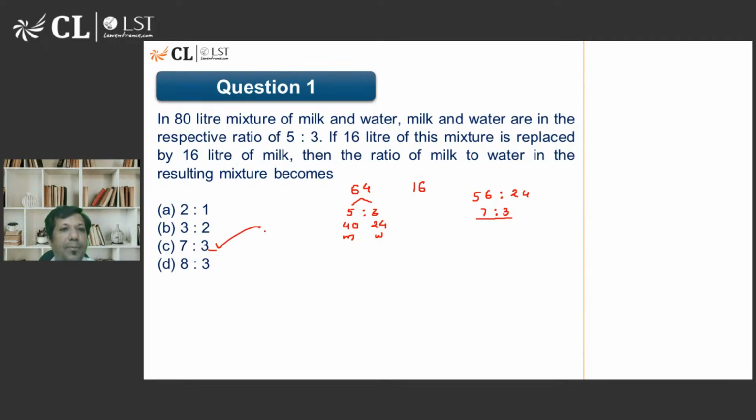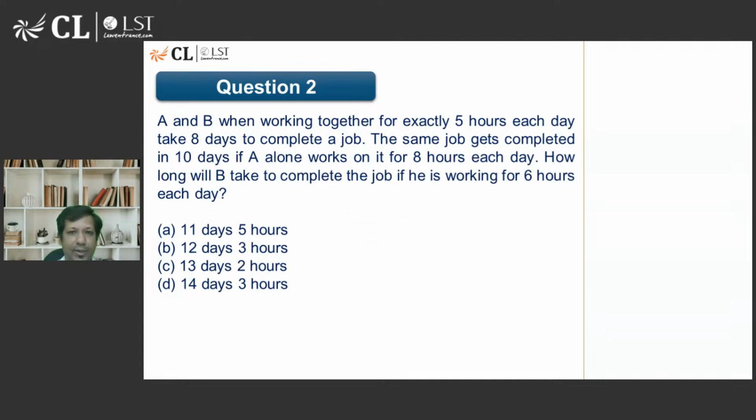So this is the approach that we are going to follow to solve this question or any question of this type. Okay. Now let's move on to the next one. Now what does it say?